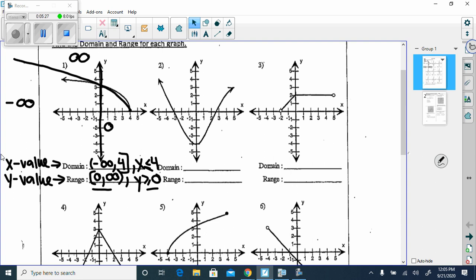Okay, number 2. So on number 2, I've got this funny looking parabola because one side kind of drops lower. But is this thing ever going to stop going to the left? Is it ever going to stop going to the right? No. So it's going off to negative infinity and off to positive infinity. So I could write that it goes from negative infinity to positive infinity.